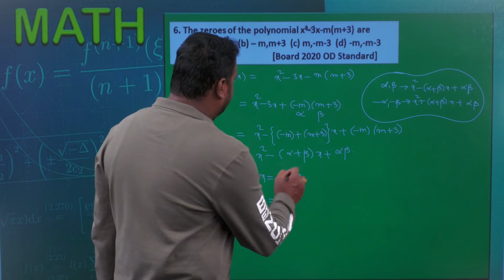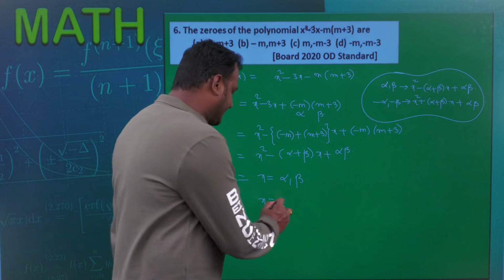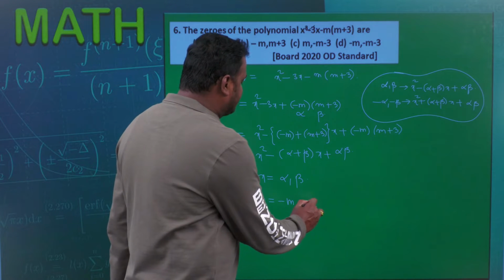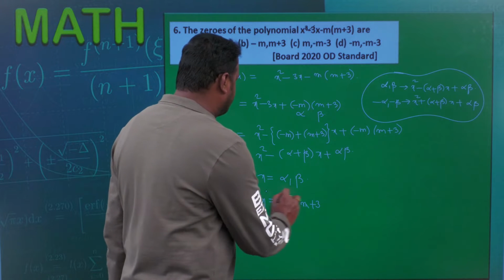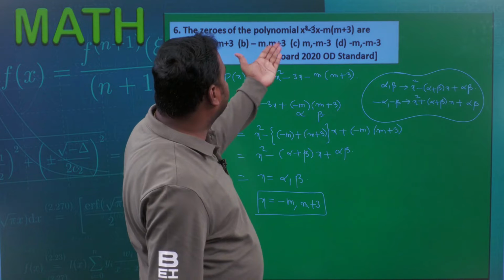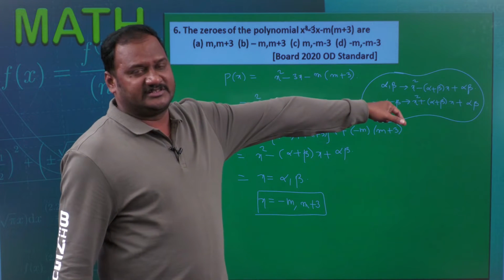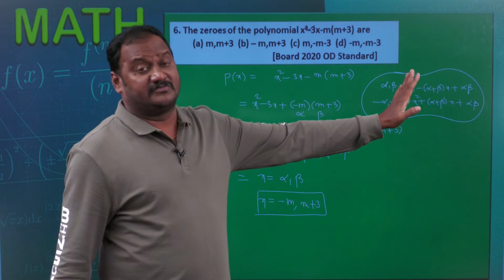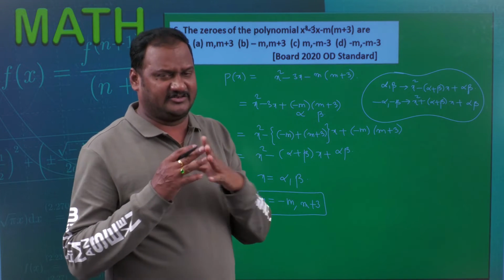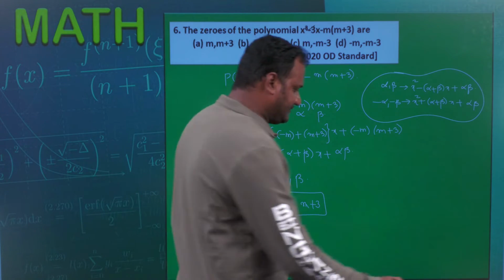So what is alpha and what is beta according to this? When you compare both of them, in the place of alpha you have minus m, and in the place of beta you have m plus 3. So therefore the zeros of the polynomial are minus m comma m plus 3. That is option B. Just remember these two things, then it is very much easier for you to factorize the polynomials without using the splitting middle term method or quadratic formula, anything. So simply you can find out the factors.